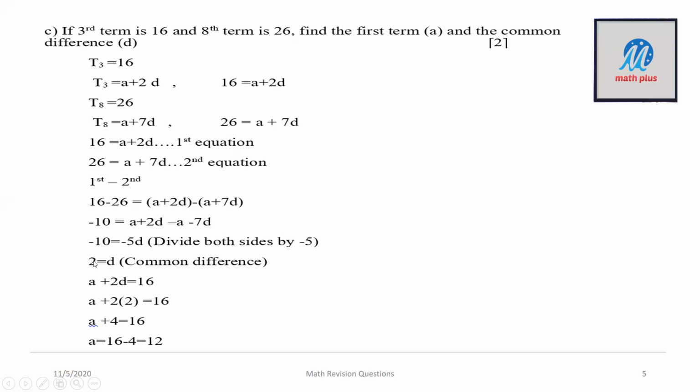Now I know my common difference D, and what can I do next? Either for the first equation or the second equation, you can substitute. I have taken the first equation, A plus 2D equals 16. Instead of D, I have taken 2. A plus 2 times 2, it's 4, equals 16. Now it's a simple equation. We know the equation rules. Plus 4, I take it to the other side as negative 4. So 16 minus 4, I will get 12. So according to this question, my first term is 12 and my common difference is 2.